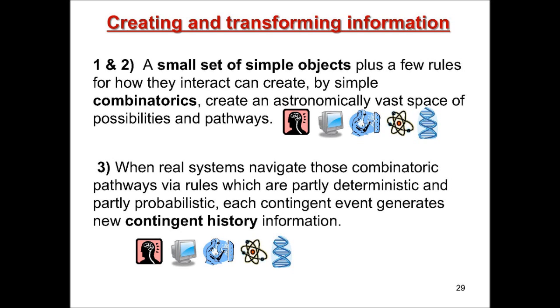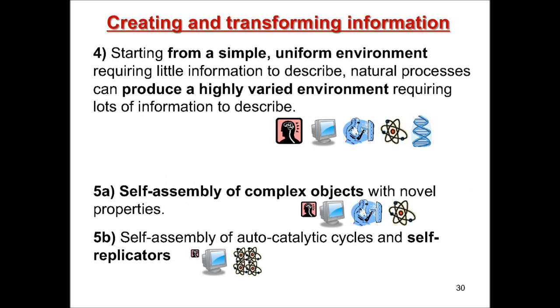Next step. When real systems navigate these combinatoric pathways via rules, which are partly deterministic and partly probabilistic, it generates real contingent history information. And we have examples in all 5 of those categories. Starting from a simple uniform environment, requiring little information to describe, natural processes produce a highly varied environment. There are examples in all 5 categories.